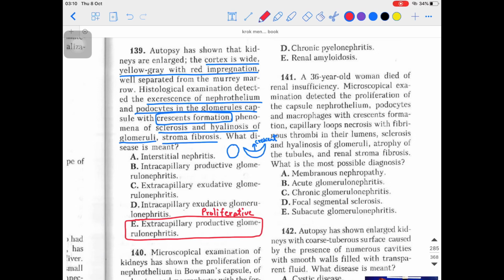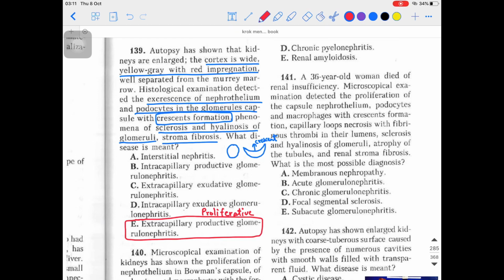So first of all, you should know the diagnosis of this case. The diagnosis is very clear because they already mentioned the crescent formation. Everybody will get the point that yes, this is crescentic glomerulonephritis, rapidly progressive. That's why they intentionally did not give that option in this particular question. They gave the option extracapillary proliferative glomerulonephritis because in the histological image of crescentic glomerulonephritis that can be seen.